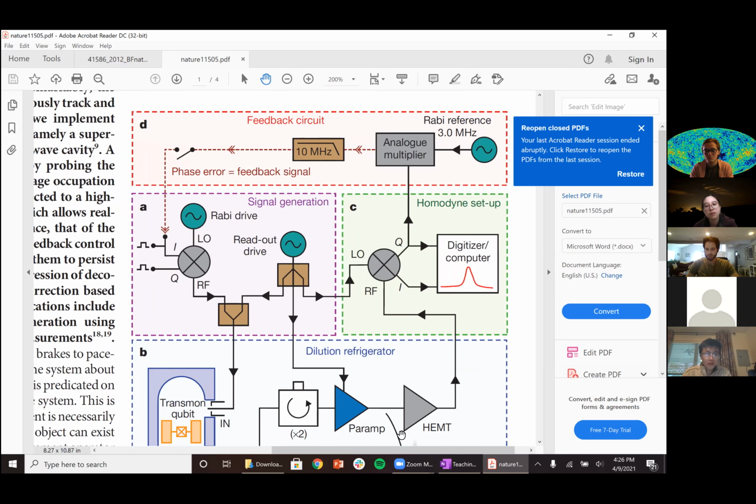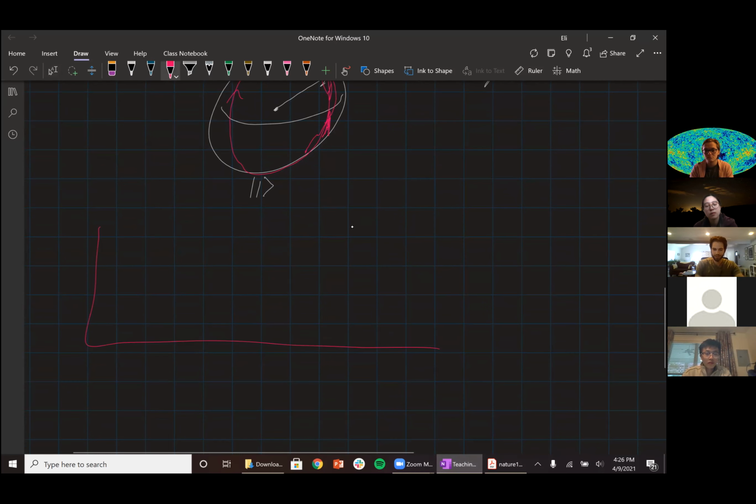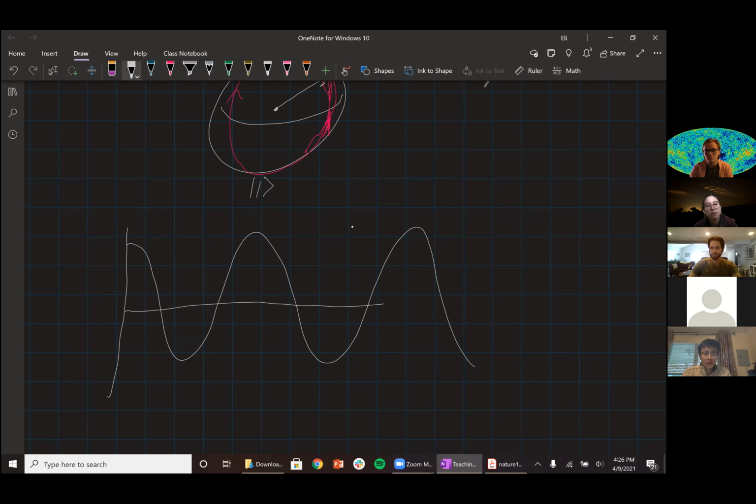Now, what goes on with the actual qubit state, if I plot where this state is, okay, here's what I want the state to do. I want it to do this. While I'm measuring, what the state actually does is something like this. Okay, well, it doesn't go above 1, but you see, it gets noisy. It jumps around because of my measurement.